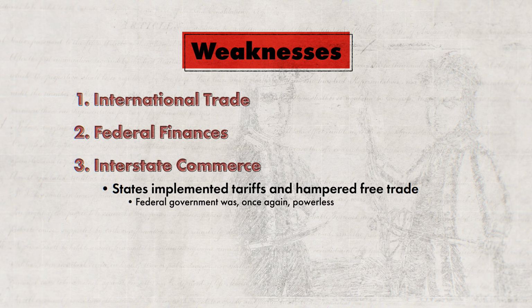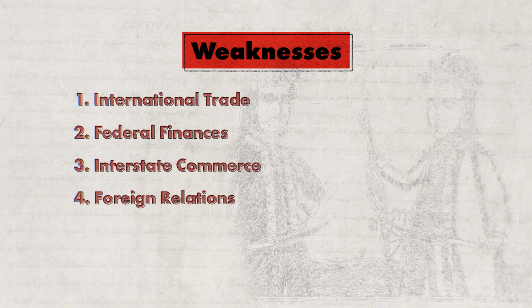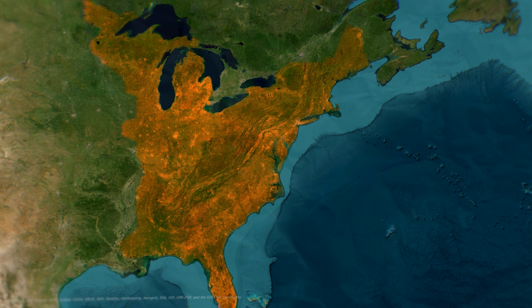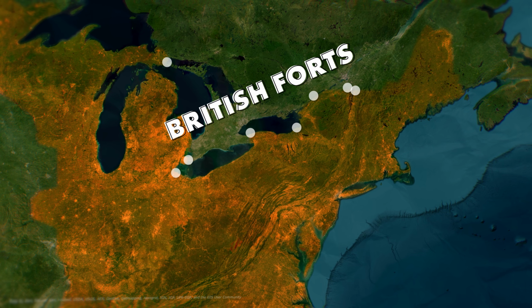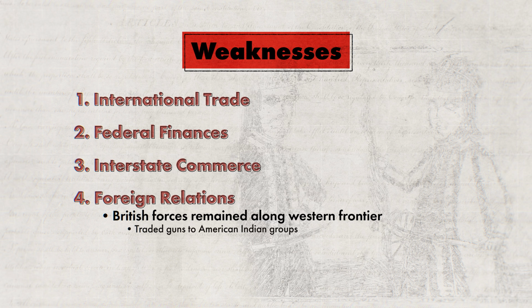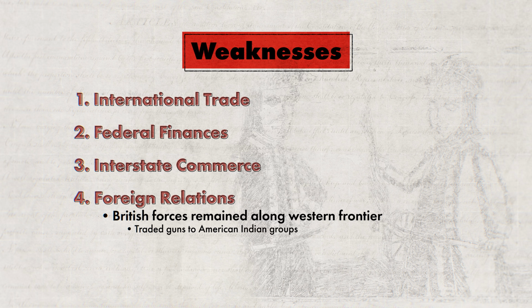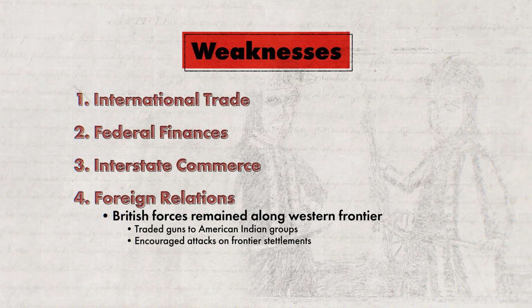Okay, the fourth seat on the struggle bus was reserved for problems with foreign relations. You see, although Great Britain had lost the Revolutionary War, they kept forces occupying several forts along the western frontier. Dirty move. And here they traded guns and other valuable items to American Indian groups and then encouraged them to attack frontier settlers in order to frustrate their progress west.